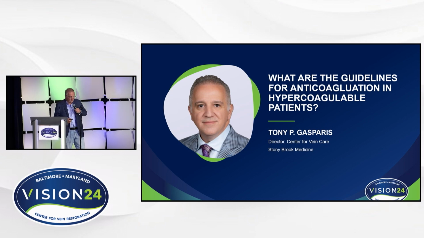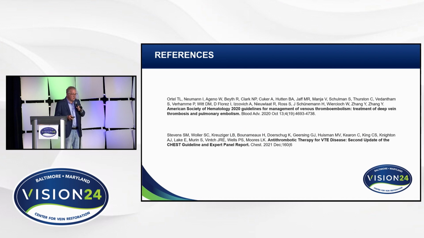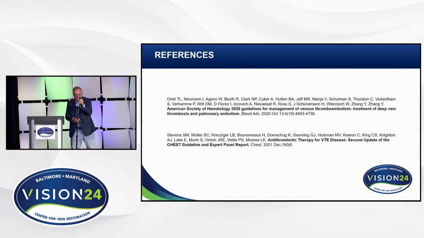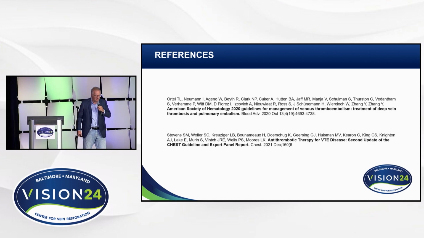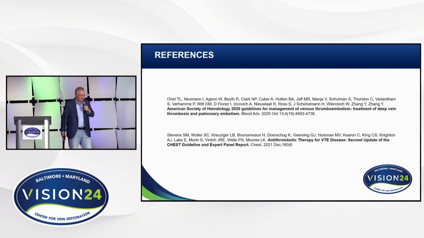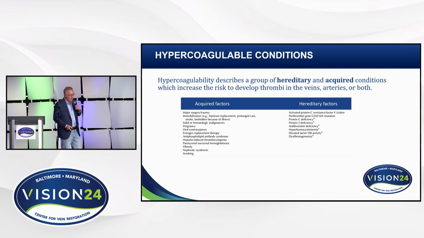All right, so what are the guidelines? These are the papers. Basically, there's a couple of papers I looked at: the American Society of Hematology in 2020, and then the CHEST guidelines from 2021. These are the newest ones when you look at management of patients with deep vein thrombosis.